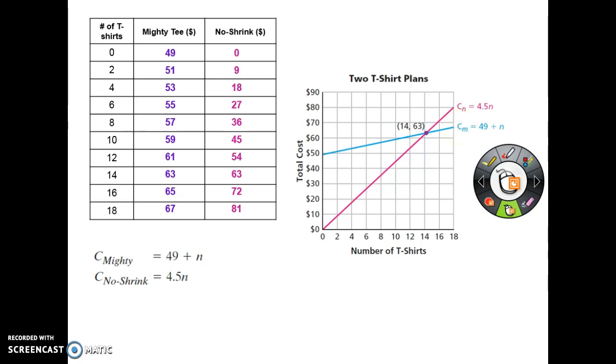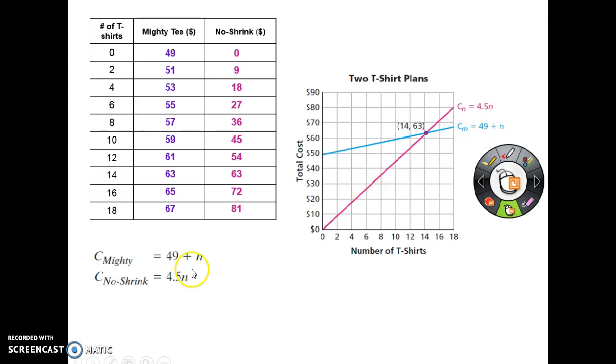So using this, we can make some decisions about which company to use. So for number 3, it says Lainey calculates that the school has about $120 to spend on t-shirts. For which company will $120 buy the most t-shirts? Well, if you look at the table, we know that after 14 t-shirts, both of the companies are $63, and we know that Mighty T is going to be cheaper after that. So we should be using Mighty T. I don't see $120 in here, and it's nowhere near close, so I could extend the table, but that's going to take some time. I could also look at the graph, but my graph isn't graphed out that far, so that's going to take even more time to fix my graph.